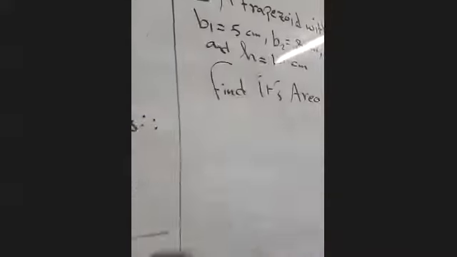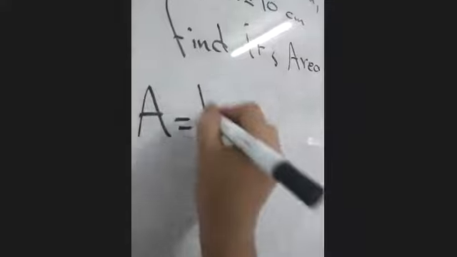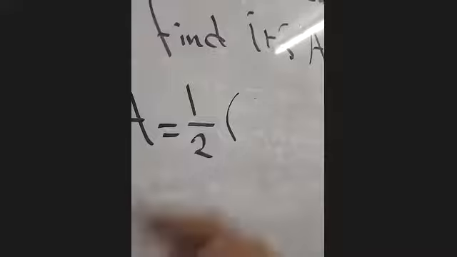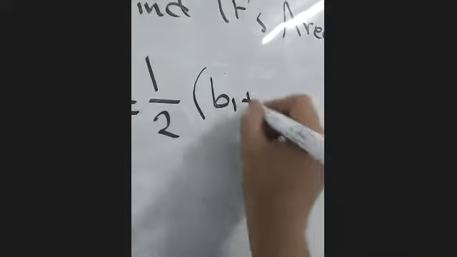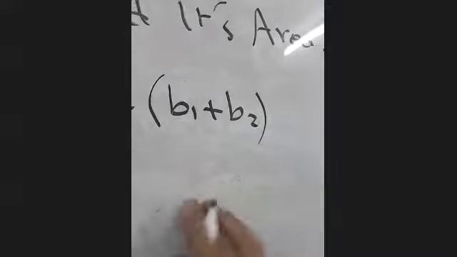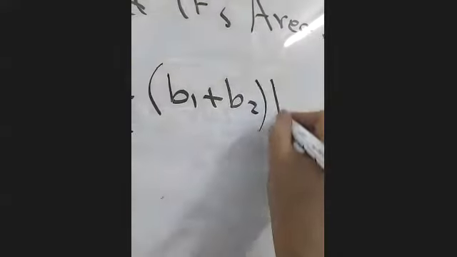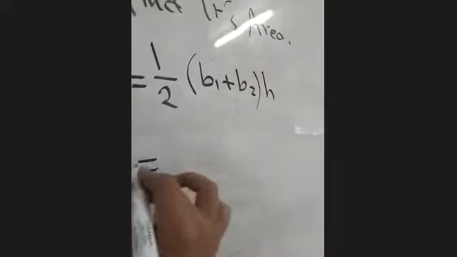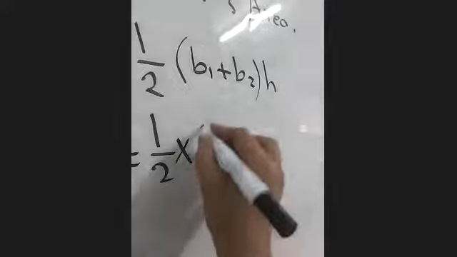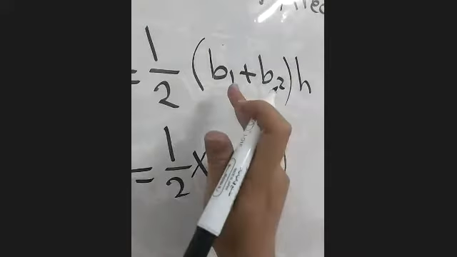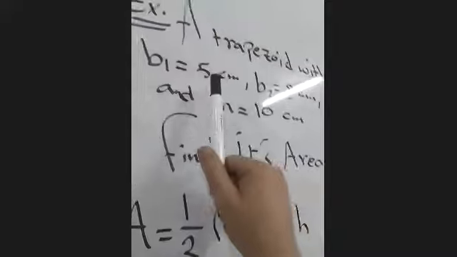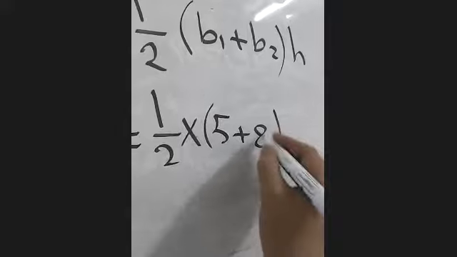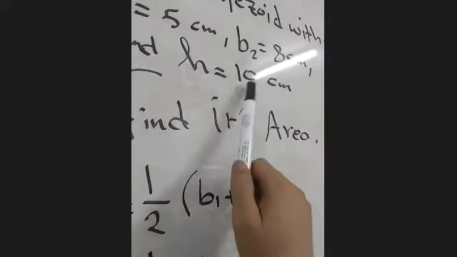Write the formula, the first step. A equal half multiply bracket. Inside the bracket, B1 plus B2. Close the parentheses. Outside, multiply the height. Equal, under equal, half multiply brackets. Inside the bracket, base 1 plus base 2. Base 1, 5. Base 2, 8. 5 plus 8. Multiply the height, which is 10.